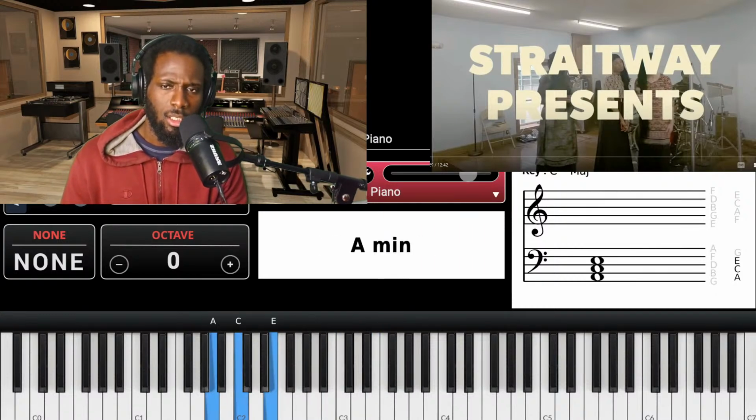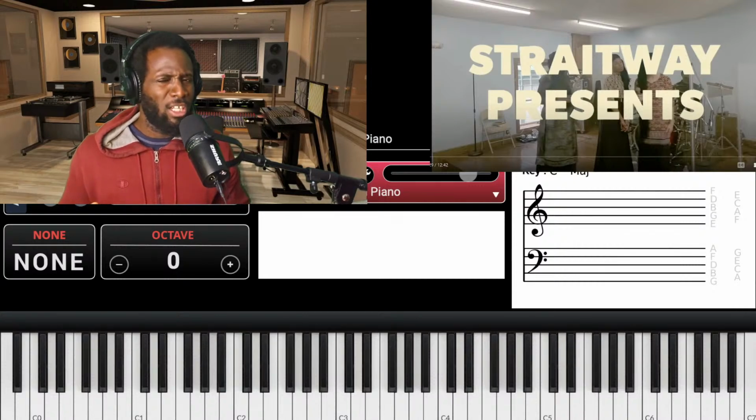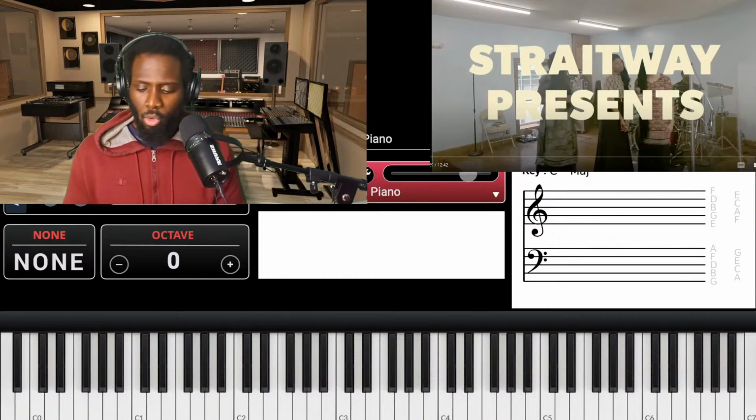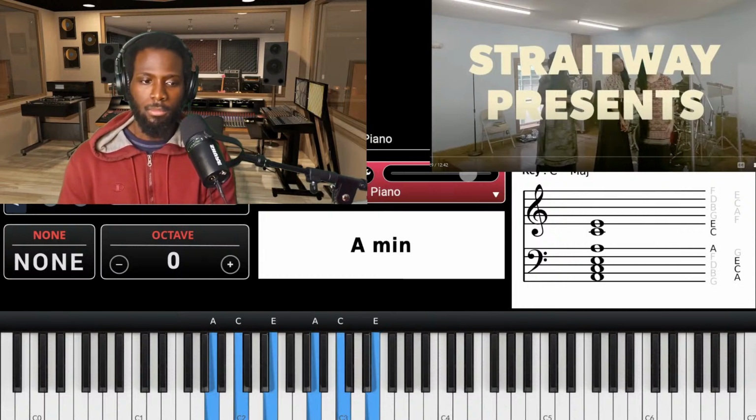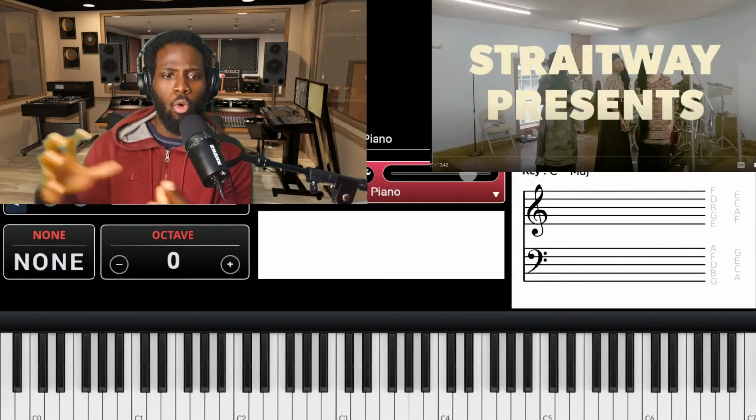Versus, notice it doesn't really change the chord, because they're all the same notes, but when you double it up, it just sounds a little bit more full.